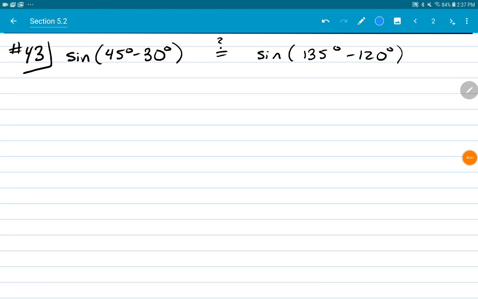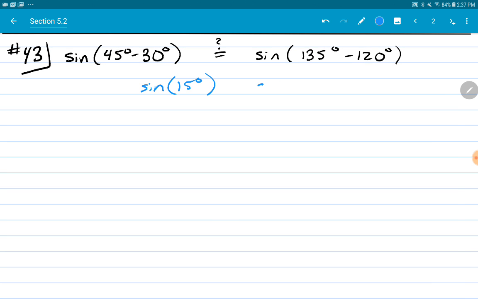In section 5.2, problem number 43, we're asked to verify that these two values are the same. That is sine of 45 degrees minus 30 degrees, which is a way to use the sum identity to find the value of sine of 15 degrees. And the one on the right, which is sine of 135 degrees minus 120 degrees, is another way to use that sum identity to find the sine of 15 degrees.